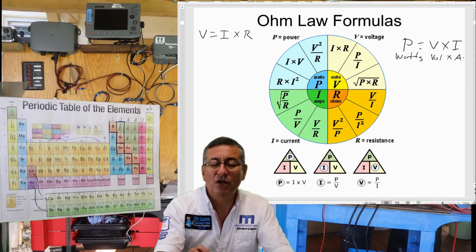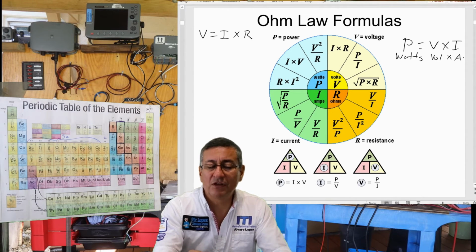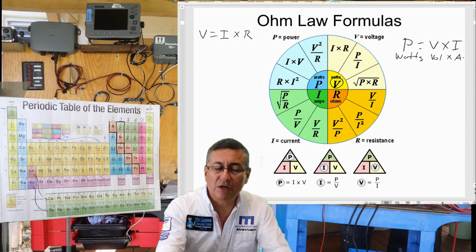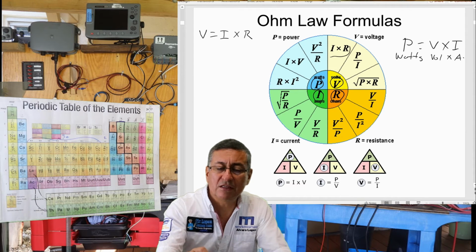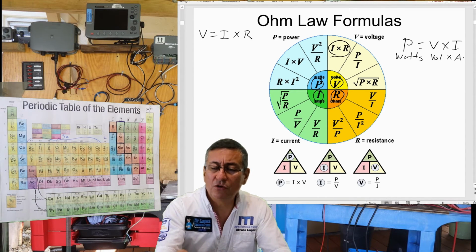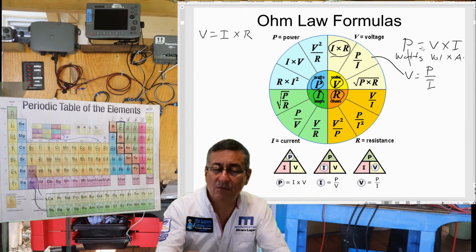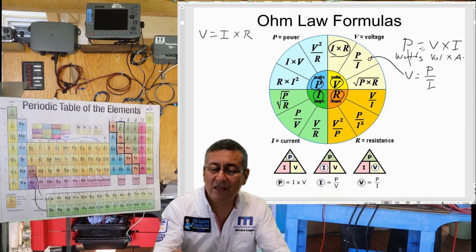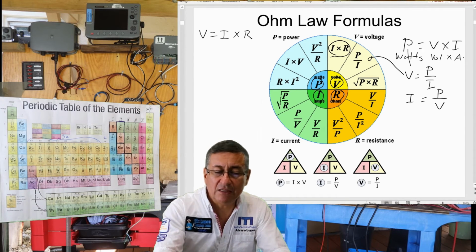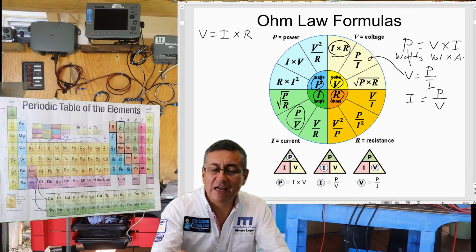In this circle, you find all the possible formulas to calculate the voltage, the resistance, the intensity and the power. For example, you can say that the voltage is equal to the intensity times the resistance. But also, you can say that the voltage is equal to the power divided by the intensity. And you can say in this formula that the intensity is equal to the power divided by the voltage. Let me check intensity. Look, power divided by voltage.